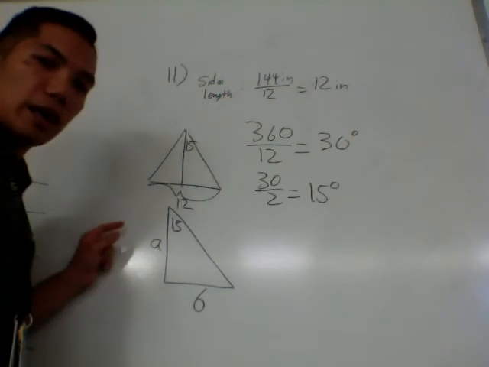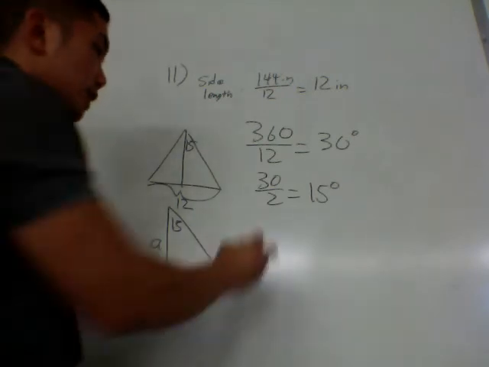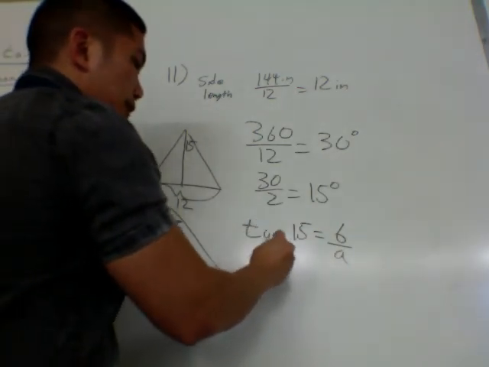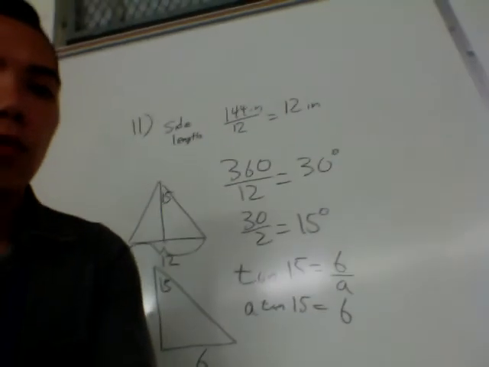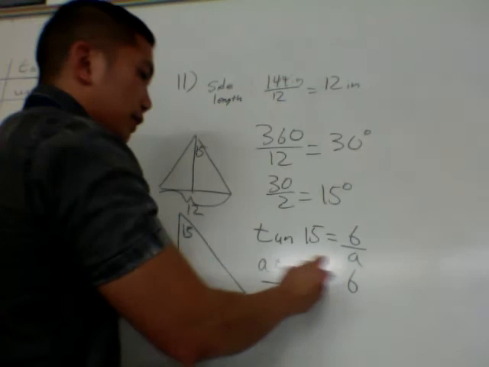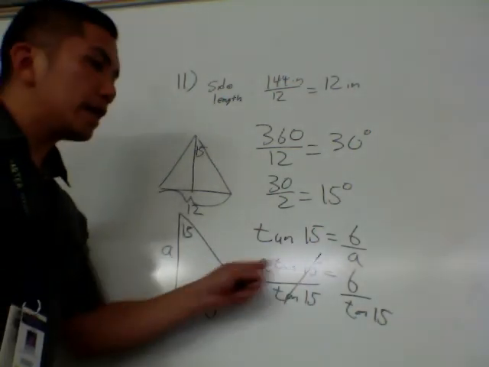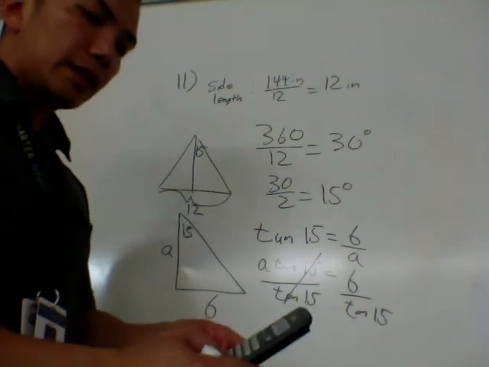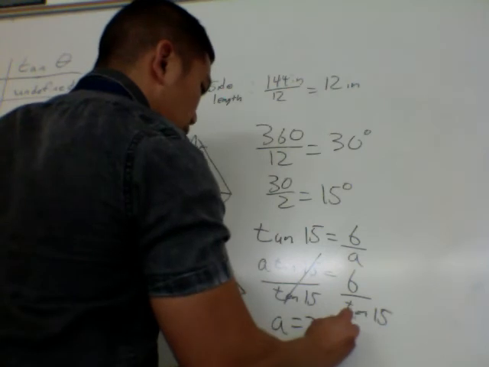So I look at my right triangle trig and know the 6 is my opposite of the 15, and my A is the adjacent. So I'm going to use tangent here. Tangent of 15 is equal to 6 over A. Multiply A on both sides, I get A tan 15 is equal to 6. Then I divide both sides by tan 15, and the tan 15s cancel. And so A is equal to 6 divided by tan 15. On your calculator you press 6 divided by 15 tan equals. And so A is equal to 22.4 inches.